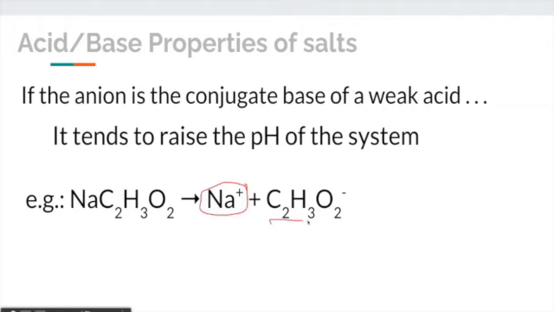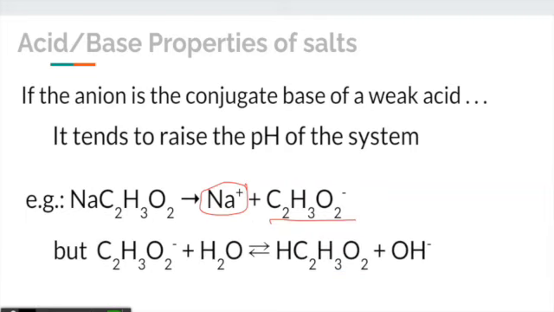But here we have this acetate ion. This is the conjugate base of acetic acid. So what that's going to do is react with water as a weak base and produce acetic acid and hydroxide. And the fact that it is producing these hydroxide ions in solution means that it is going to have an effect on pH. OH minus concentration is going to go up and pH will rise.